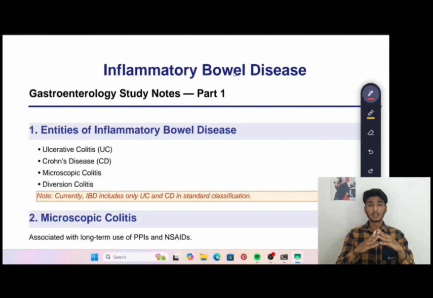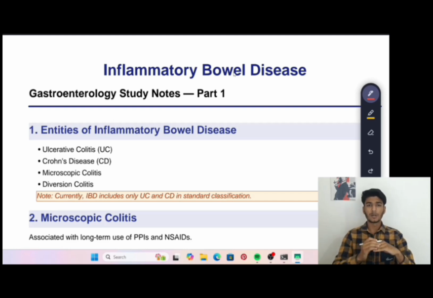Hello everyone. Today we are going to start a new topic, that is inflammatory bowel disease. We divided gastroenterology into two parts. First is the basic diseases, and then there is the core part of the disease. Now we are moving to the core part from this lecture, in the upcoming four or five lectures. You will see the core part of the involvement of the gastrointestinal tract.